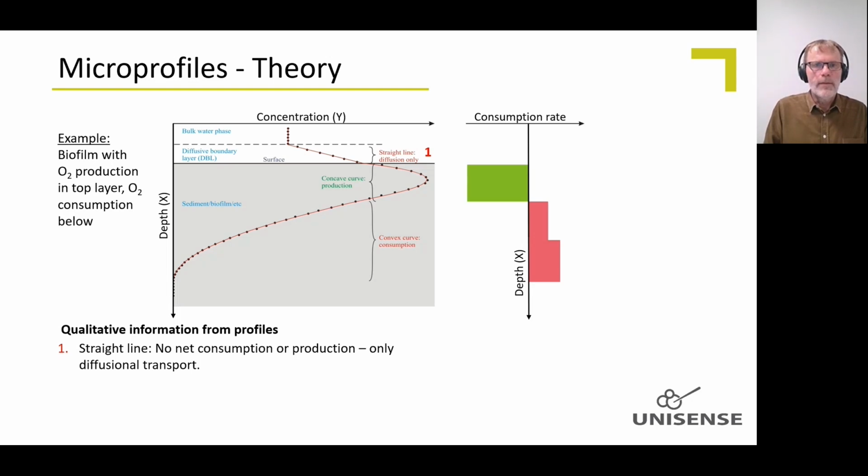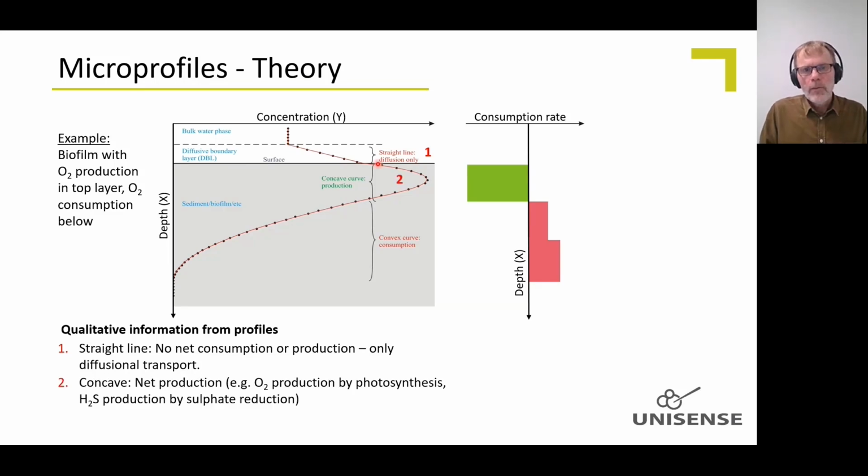First of all, if there's a straight line here and there's only diffusion going on, this is the case in the diffusive boundary layer, which is a thin layer of water of a few hundred micrometer thickness that, due to friction between the surface of the biofilm here and the water, is more or less stagnant. At least the water movement is so low that convective transport does not play a role. It's only diffusive transport. And when that is the case, and there's no consumption and no production, then you'll get a straight line, as you see here.